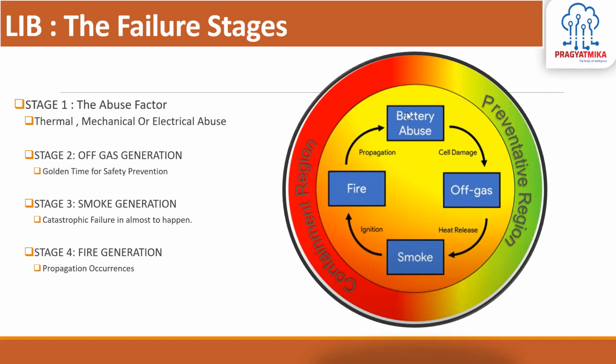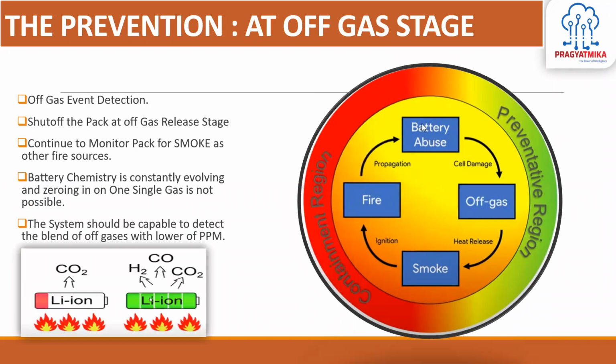And maybe fire dousing systems could be there which can extinguish the fire, but load cutoff or other things are not possible. So this is a 4-stage process. Actually, the failure is a 4-stage process for your battery pack. So if we do the off-gas event detection, that is one of the best things that we can do with our packs.